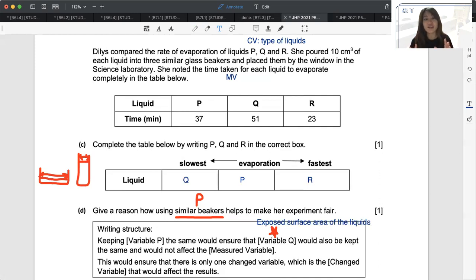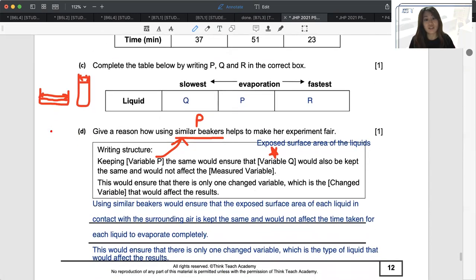So once you identify that, everything just follows our writing structure and you will get your answer. You don't believe me? Look at variable P. Variable P again is just whatever the question is asking for. Why must I use similar beakers? Variable Q is what we've identified. Measured variable is given in the question. I've already stated here: the time taken for each liquid to evaporate completely. And the last sentence is you want to ensure, like what you said earlier, that there can only be one change variable. And what's our change variable? We have already identified earlier. So once you gather all these and use our writing structure, you've got your answer. You just need to put everything into this writing structure and here you go.